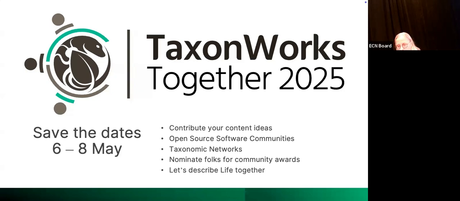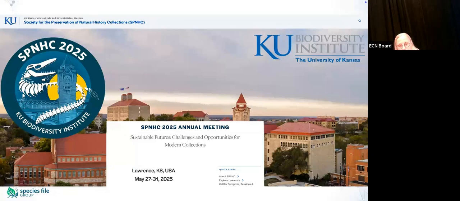So with that, I would be excited if you see a way to bring some of these topics to Taxon Works Together. It's our yearly event, May 6th through 8th, and we are open to your topics. Please join us. KU is hosting the Society for the Preservation of Natural History Collections, another opportunity to bring the collection's voice to all of these topics. It's happening in May.